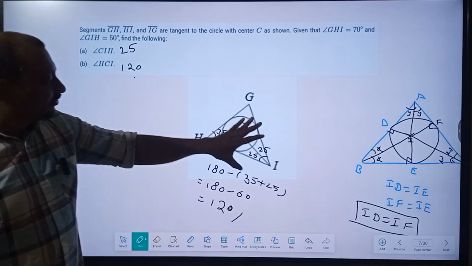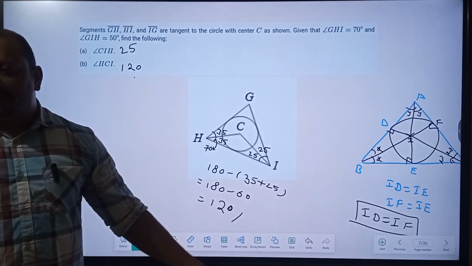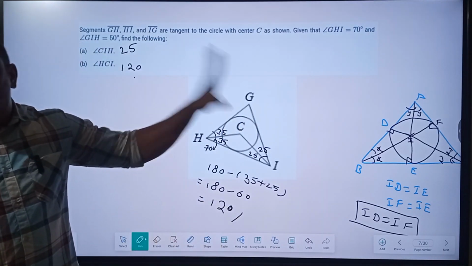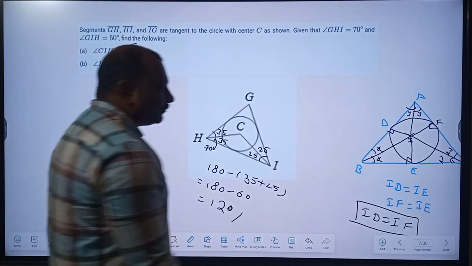Only here it is identification. This C is the incenter. Incenter is nothing but it lies on the angle bisector. In the previous question also, the only identification was that it is the circumcenter. Circumcenter lies on the perpendicular bisector.